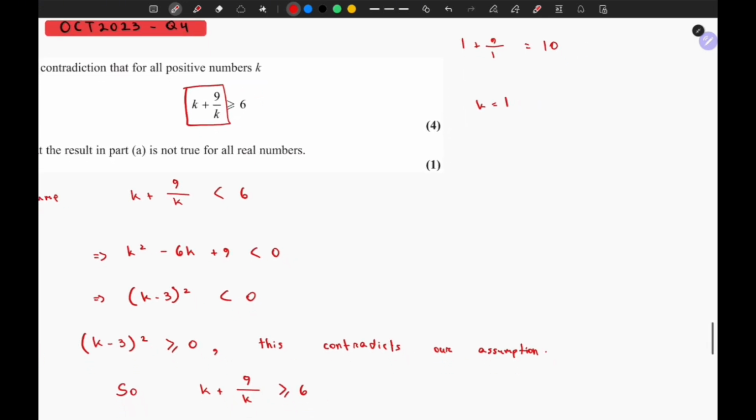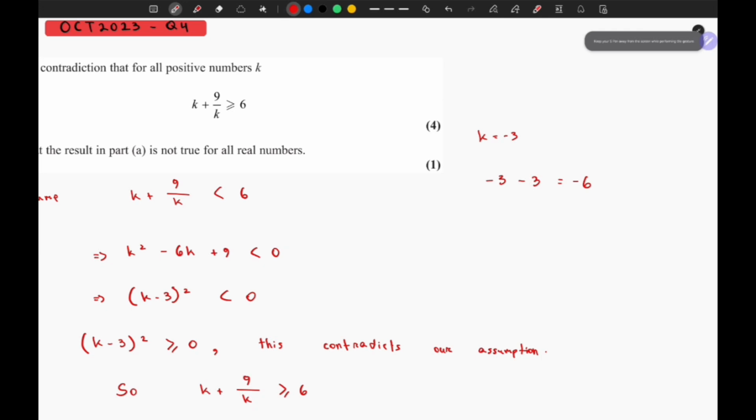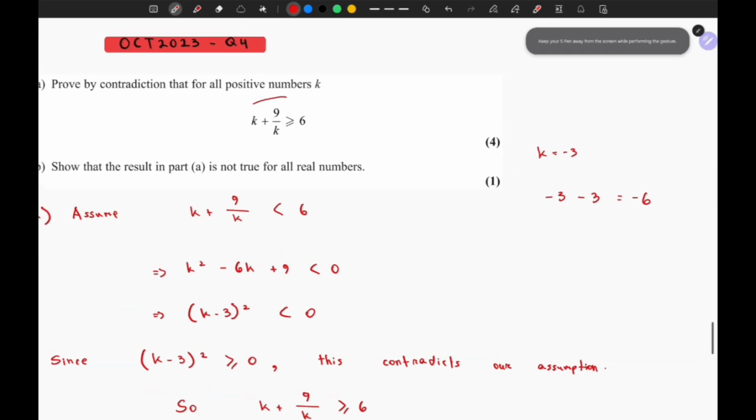Okay, let's take a negative value. Let's take k equals negative 3. So if k is equal to negative 3, it's negative 3 plus 9 over negative 3. So this is negative 3 plus negative 3, which is negative 6, which is less than 6. So this contradicts this inequality.